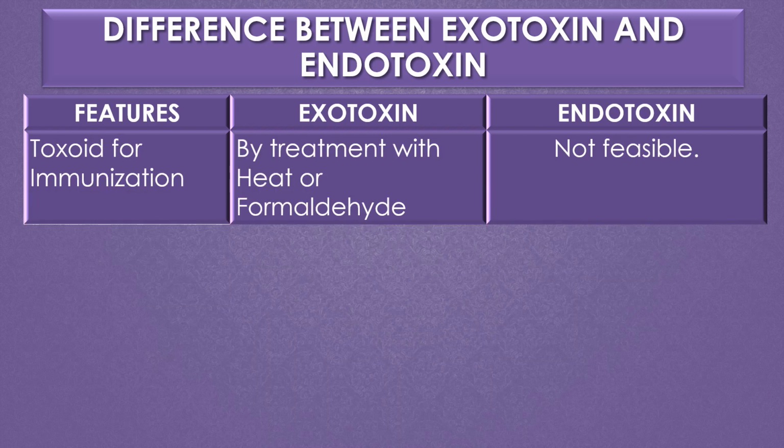And finally, a toxoid for immunization can be prepared from the exotoxin by treatment with heat or formaldehyde. But for endotoxin, a toxoid for immunization is not feasible.